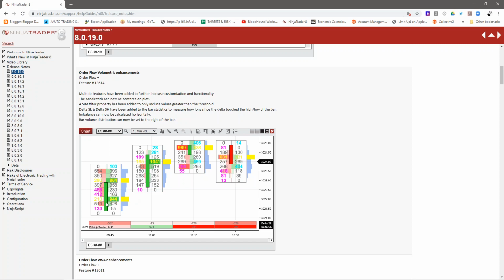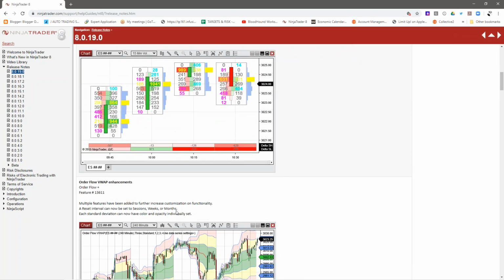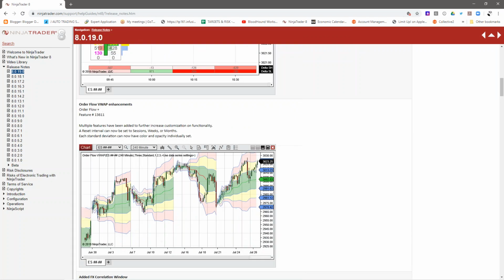Now you can do the horizontal calculations for delta and put the candlestick in the middle, which is a really big improvement. So you can see the volume node on the outside for the bar and get a really good visualization of how that data is flowing through.